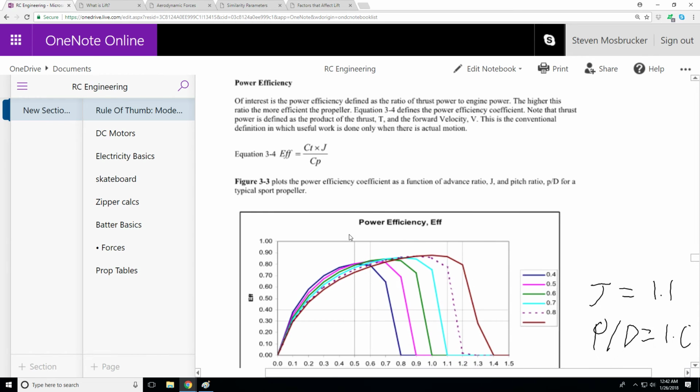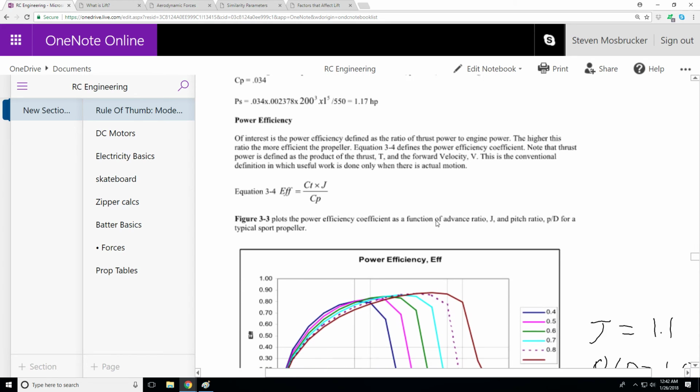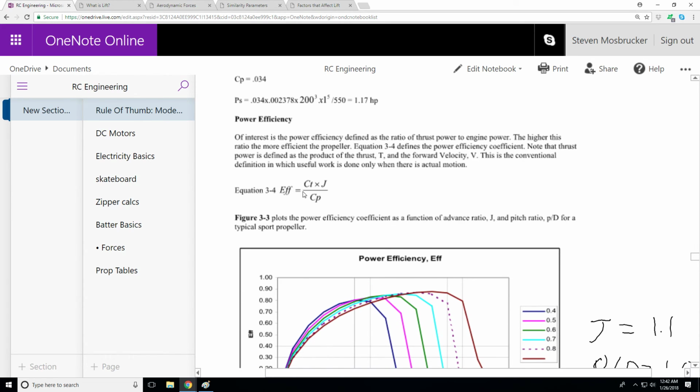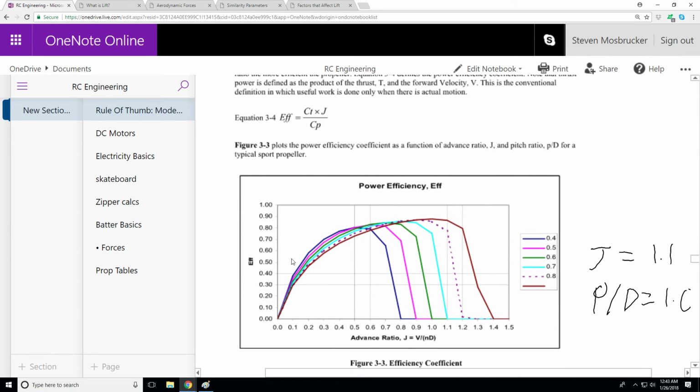The very last thing we're going to go over is efficiency. Of interest is the power efficiency. So how efficient is this prop? The general efficiency equation is CT times J over CP. So you want to minimize your power coefficient, right? But you want to maximize your thrust, and you want to maximize your J, because J is wind speed. So the faster you fly relative to your RPM, and the higher the thrust you get, the better your efficiency is.